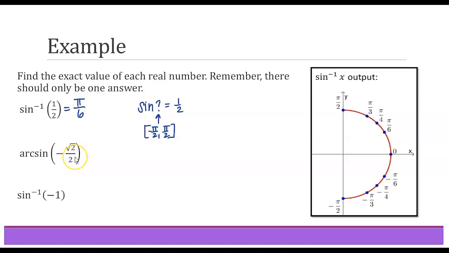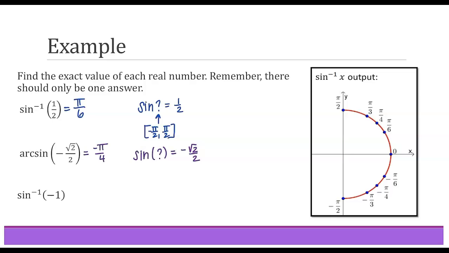For arcsine of negative radical 2 over 2, again I'm thinking about sine of what angle is equal to negative radical 2 over 2. My answer from quadrant 1 or 4 as a possibility has to be from quadrant 4. That's the only place where sine is negative. And if I want an output of radical 2 over 2, well, that reference angle is pi over 4. So the answer has to be negative pi over 4.